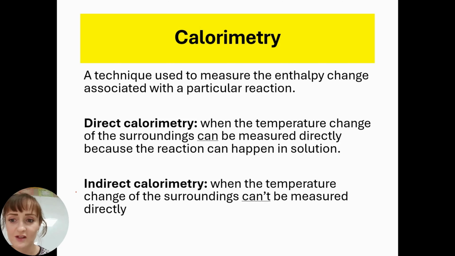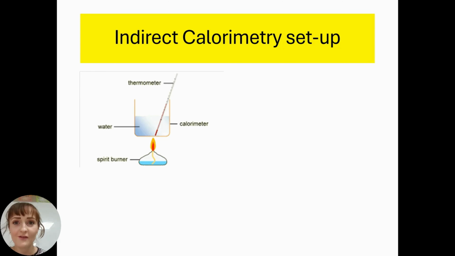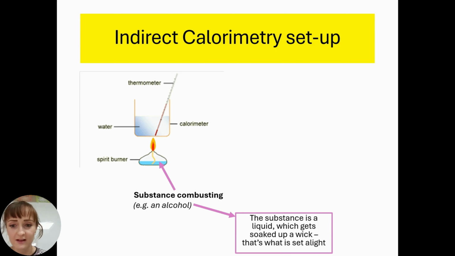The focus of this video will be on indirect calorimetry, and we use this only when the temperature change of the surroundings can't be measured directly. For indirect calorimetry, your setup is maximized in order to make sure that all of the energy released by a particular reaction is absorbed by something else. Typically, you'll have a substance combusting. This is often maybe an alcohol.